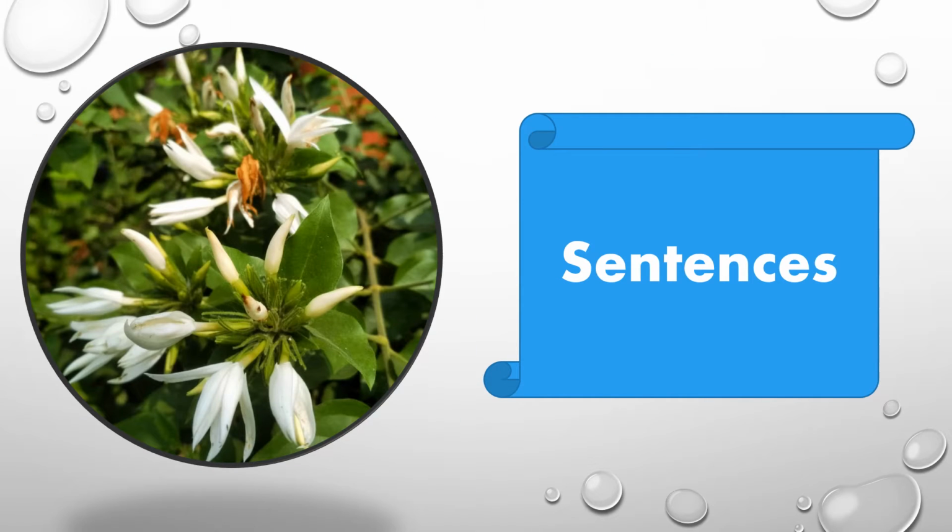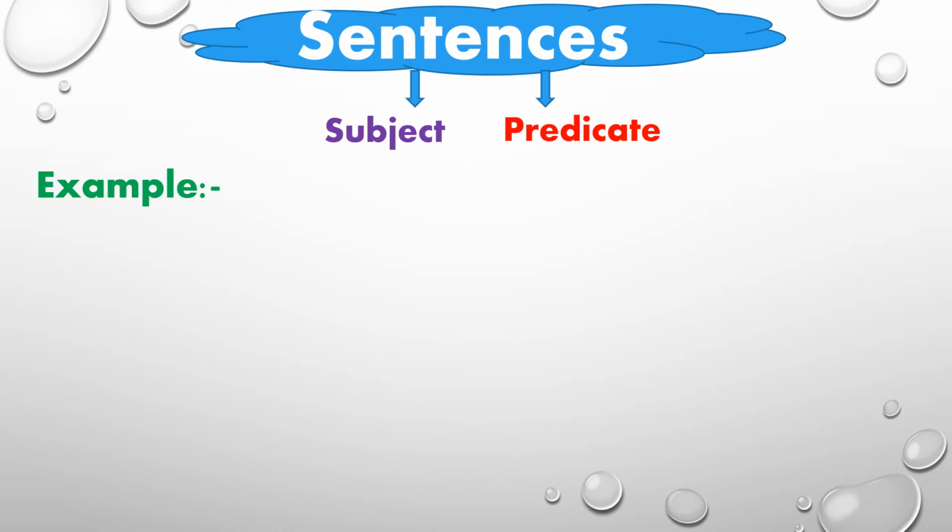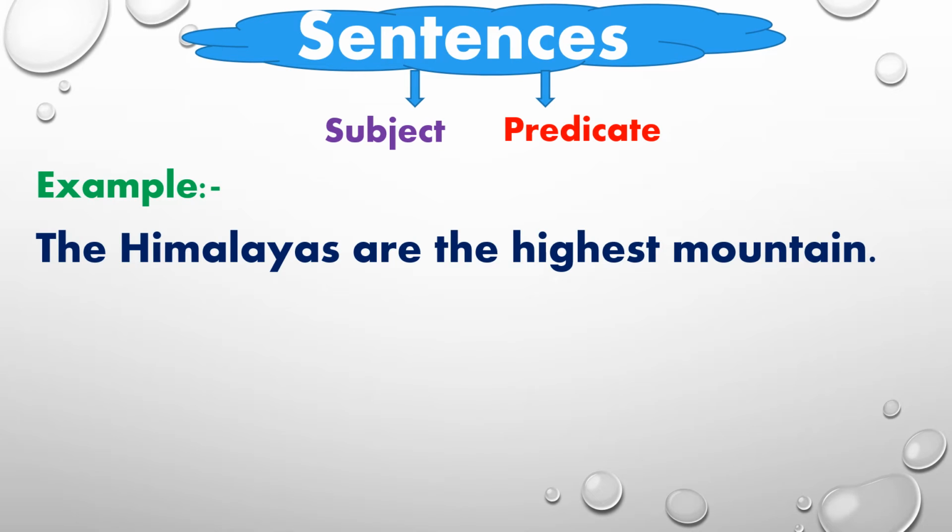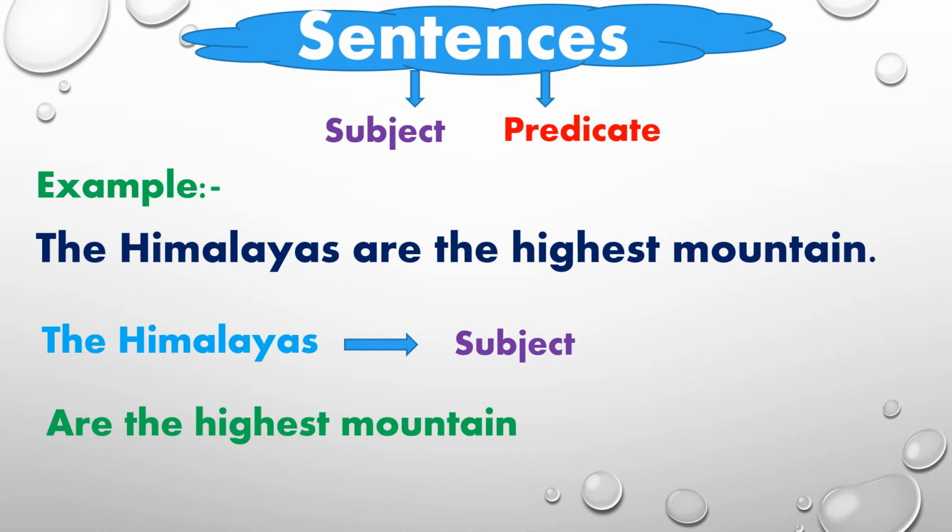Now we are going to see how to change direct speech into indirect speech. Before going into this chapter, it is better to see the sentences chapter. Now let us revise the types of sentences in short. Sentences are mainly divided into two parts: one is subject and the other is predicate. For example, the Himalayas are the highest mountain. The Himalayas is the subject and the highest mountain is the predicate.